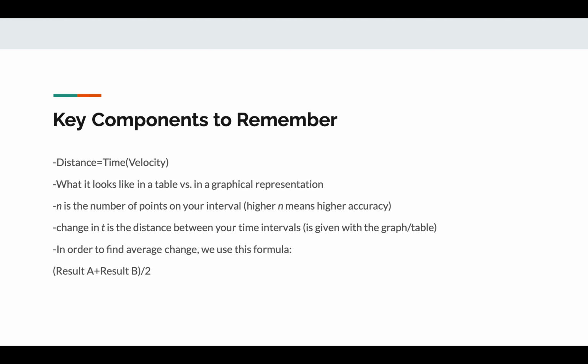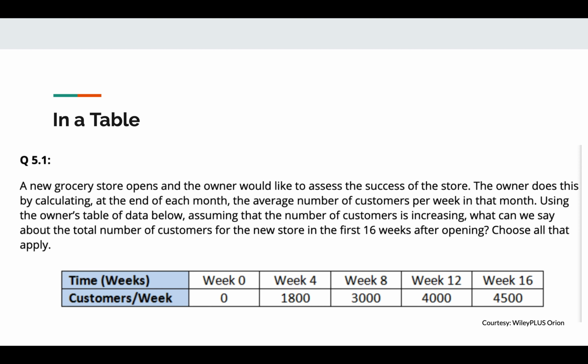Now, in order to find that approximation, which is the average change on the interval, you take your first result plus your second result, and then that whole total is divided by 2. Now let's look at an example I got from Wiley Plus Orion, which is sort of a workbook that we all have access to. In a table, here's the information.